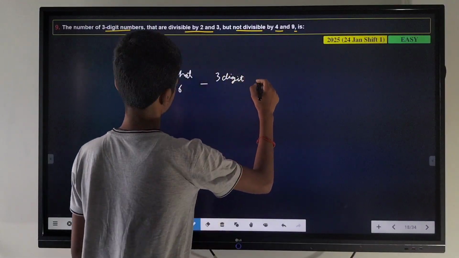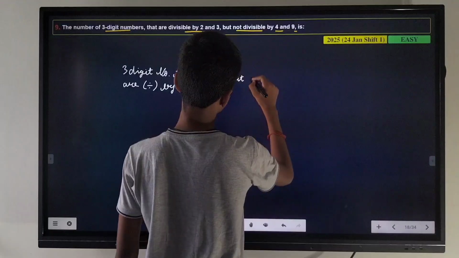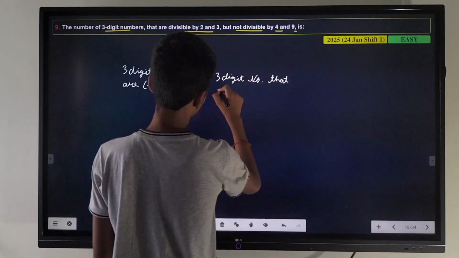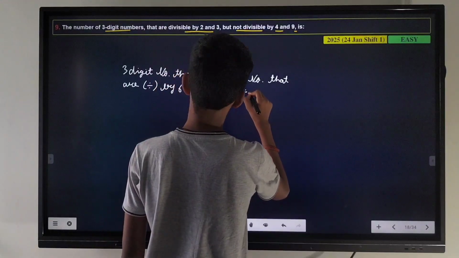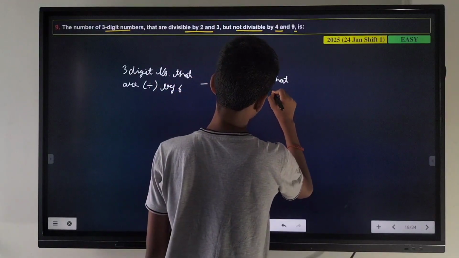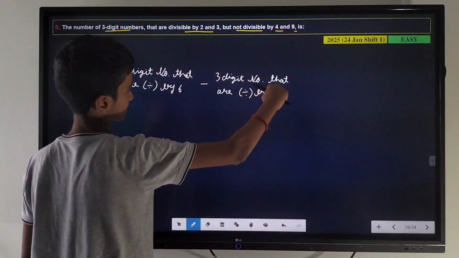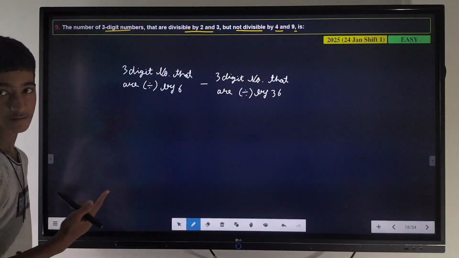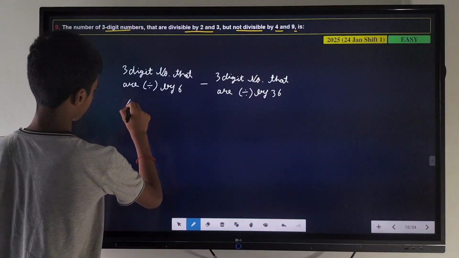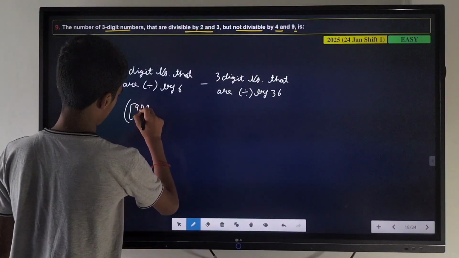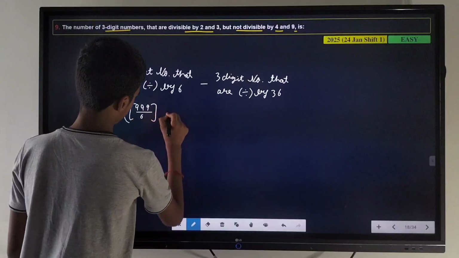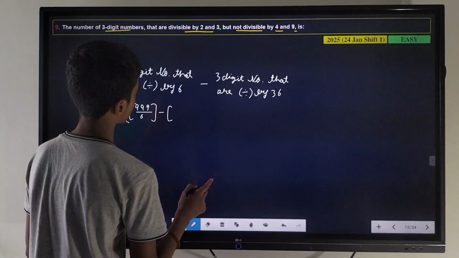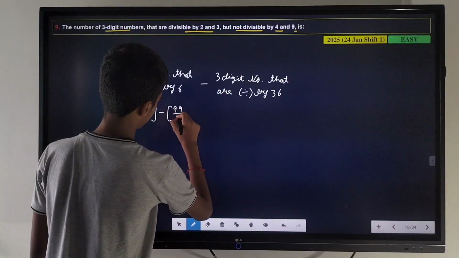3-digit numbers that are divisible by 36. 4 into 9 is 36, 2 into 3 is 6. Now 3-digit numbers that are divisible by 6 will be 999 upon 6. These are the first 999 numbers, and we will subtract the 2-digit numbers, 99 upon 6.